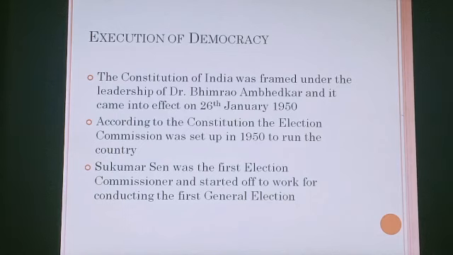According to the constitution, the Election Commission was also set up in the year 1950 to run the country. How? Because to run the country we need the parliament. It is a parliamentary form of government, so we need the government to run the country, and for that, elections should be there. To conduct elections, the Election Commission was established in 1950, and Sukumar Sen was the first election commissioner of India.